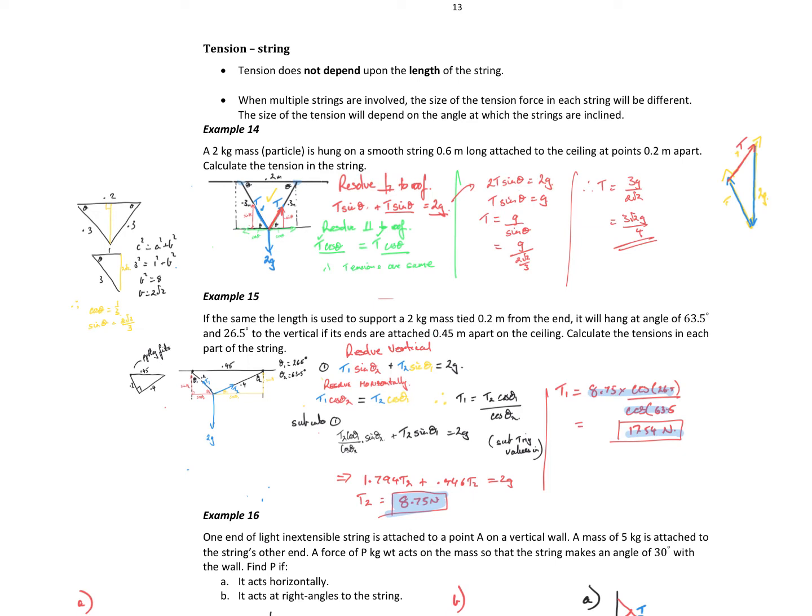In this one here, we've got a 2 kilogram mass hung on a smooth string, so there's no friction involved. The string is 0.6 meters long and it's attached to a ceiling at points 0.2 meters apart. I've got two diagrams here describing the scenario. There's our string 0.2 meters apart here on the left, which means each of the string lengths are 0.3 meters.